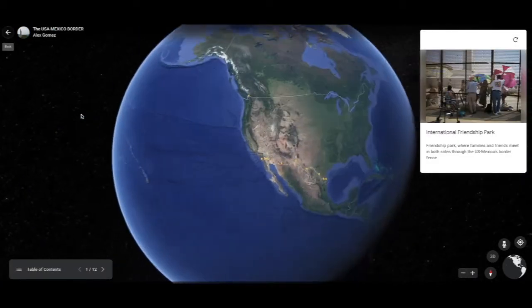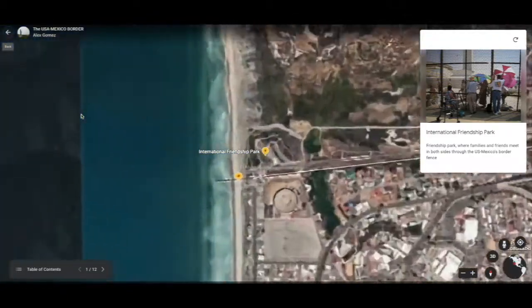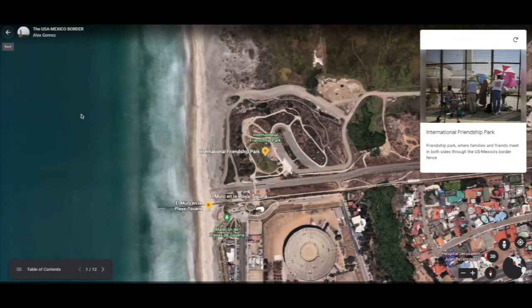Hey, welcome class. Today I'm going to use Google Earth to go over important facts about our border with Mexico. So I'm going to zoom in, zoom out, get very close to the mountains, valleys, deserts, and click along these sister cities that are side by side on our border with Mexico.